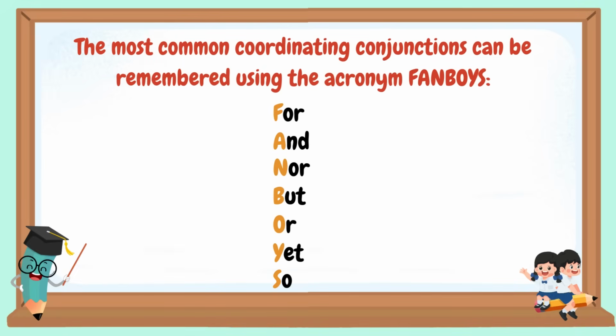The most common coordinating conjunctions can be remembered using the acronym FANBOYS. F for, A for and, N for nor, B for but, O for or, Y for yet, and S for so.